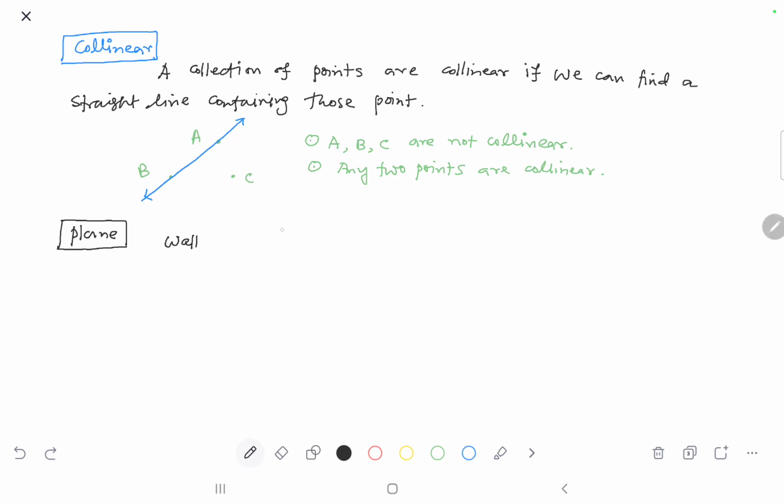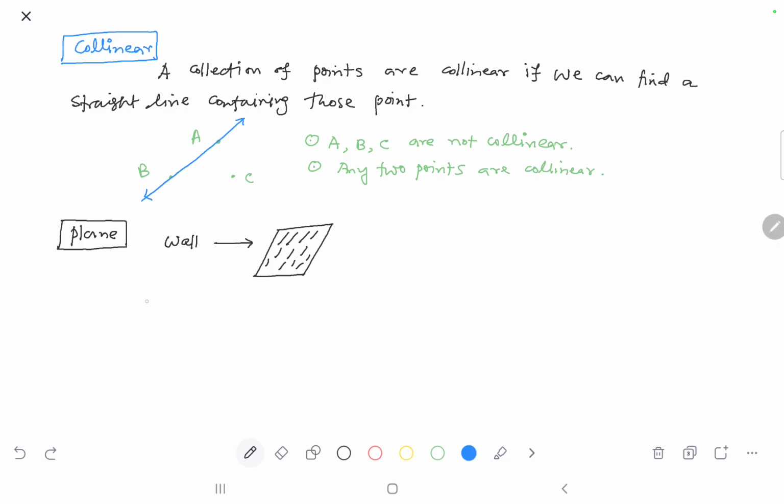Now we see how we can construct a plane. So plane means something like that, right? This kind of thing. Now the question: what is the minimum number of points necessary to draw a unique plane?